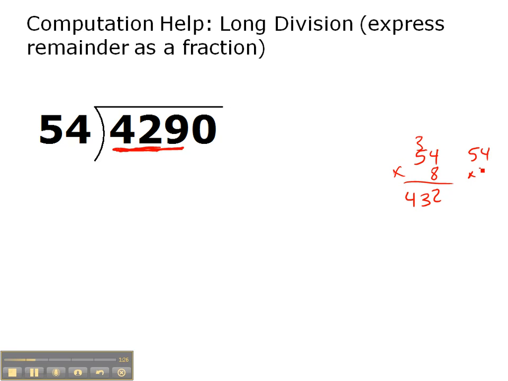54 times 7. 4 times 7 is 28, carry the 2. 5 times 7 is 35, plus 2 is 37. So now here's a common mistake I see. Where does that 7 go? We asked ourselves how many 54s are in 429, and we came up with an answer of 7. The 7 goes above the 9. Okay, we asked ourselves how many 54s in 429? 7. 7 times 54 is 378.